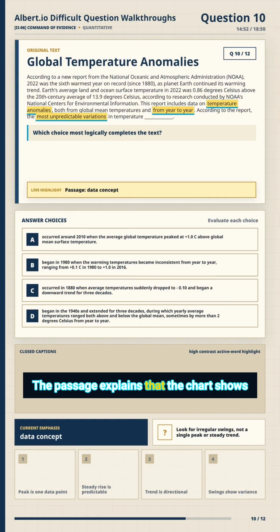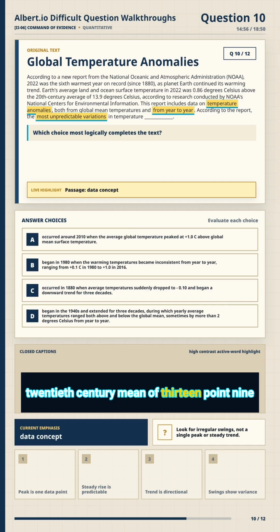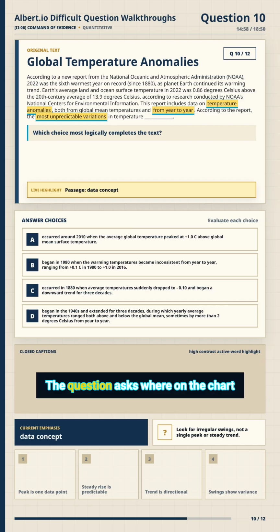The passage explains that the chart shows temperature anomalies, deviations from the 20th century mean of 13.9 degrees Celsius. The question asks where on the chart the most unpredictable variations occurred. The key term is unpredictable.